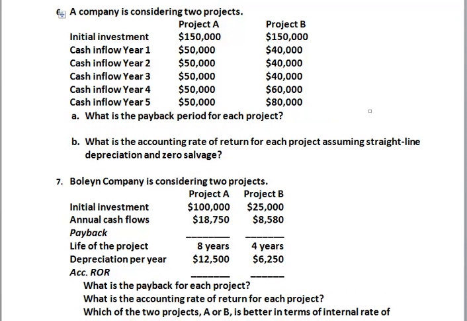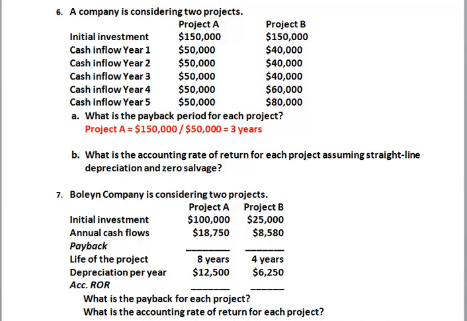So if we look at this for Project A, the payback period is really easy if you're getting an even cash flow, which we are here. If you're receiving an even cash flow, you can just use your basic equation where you take the initial investment divided by your annual cash flow. So I can do 150,000 divided by $50,000. So that gives you a payback period of 3 years. So not too bad. And for project B, this is where we have to look at it year by year.